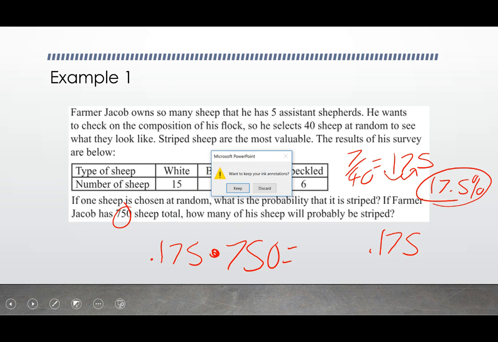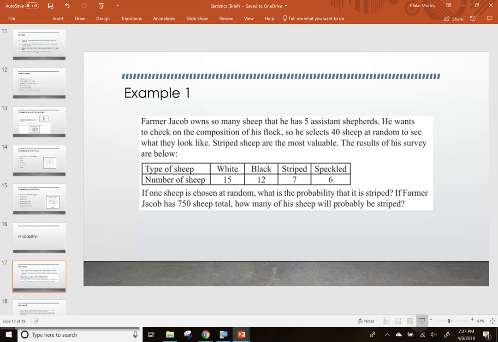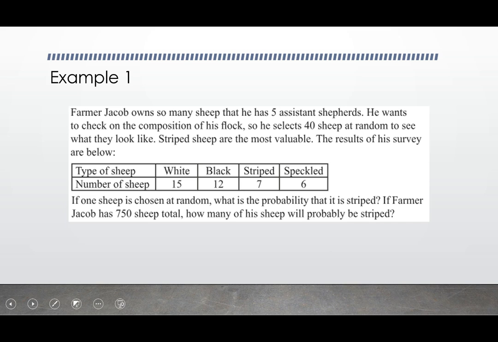So go back to my calculator, discard this. All right, so 0.175 times 750, and we have 131.25. We're going to round that to a whole number, which is 131. So we're going to say if you have 750 sheep, 131 of them are probably striped if, of course, it's the same probability, right? That 17.5% still holds true, which it should. So hopefully that made a little bit of sense.